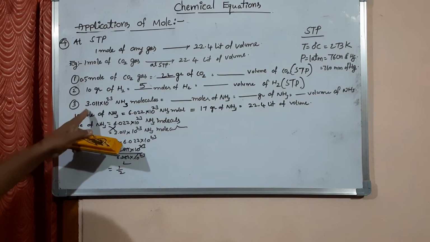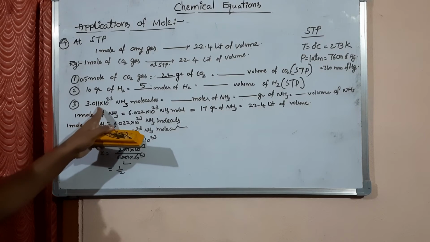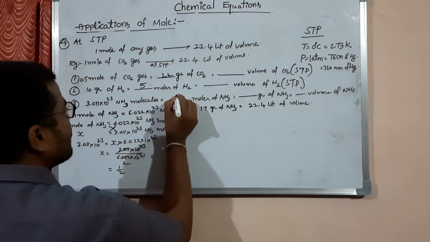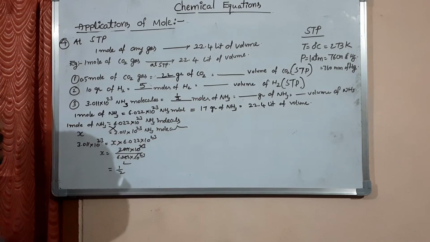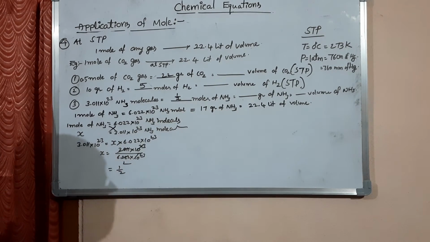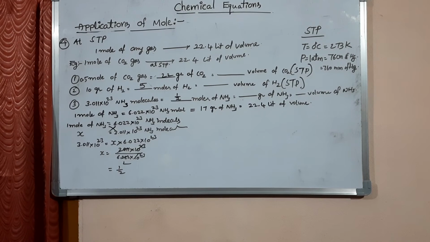That's why 3.011 into 10 to the power of 23 ammonia molecules is equal to how many moles of ammonia? 1 by 2 or 0.5 moles of ammonia. How many moles of ammonia? 1 by 2 moles of ammonia.